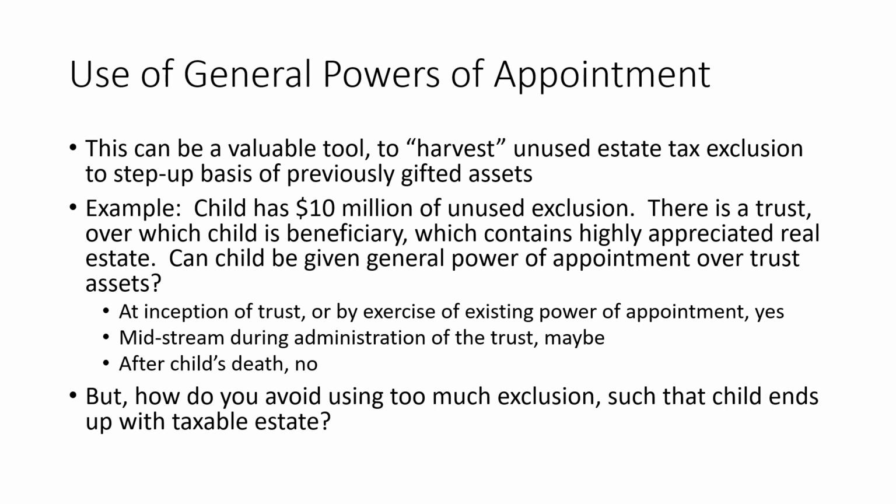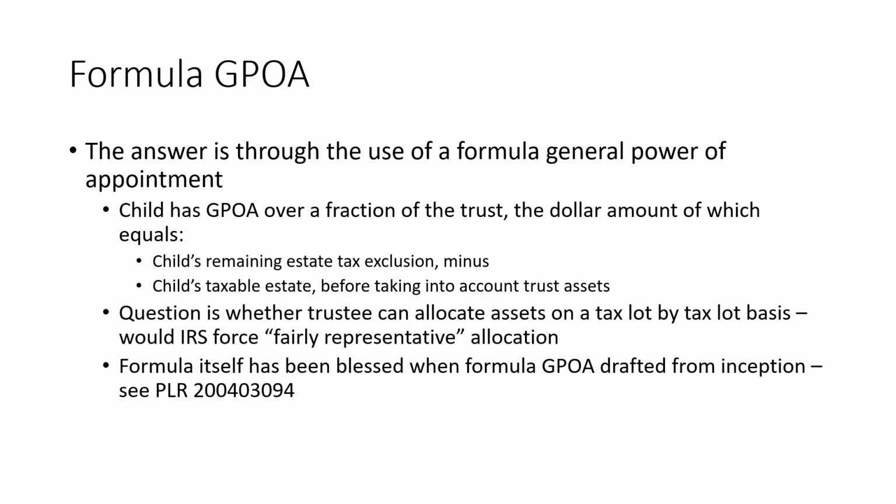But the problem with this is, how do you avoid using too much exclusion? Because as it's set right now, the exclusion could go down in the future. It's 11.58 million right now. By 2026, it could be reduced by 1/2. If we get a new administration in November, it could be reduced even sooner. So to avoid the situation where maybe you plan for a high exclusion and pull too many assets into a child's estate or a spouse's estate and cause unnecessary estate tax liability, you can create what's called a formula general power of appointment.